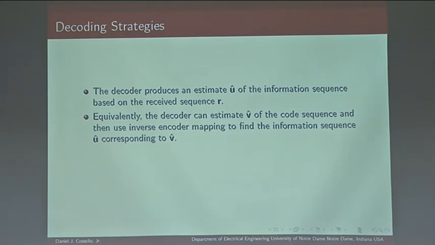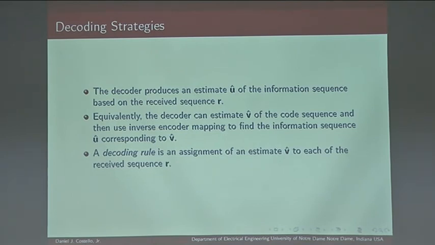And then if you estimate the code word correctly, you can just invert the encoding process and go back to the information bits. So it's usually easier to describe the decoding in terms of trying to estimate the code word. If you know the code word and you know the encoding rule, then you know the information sequence.